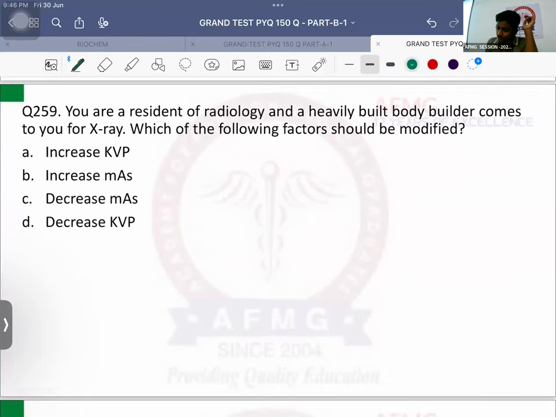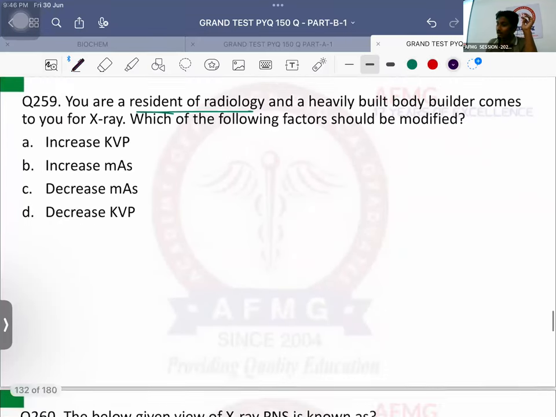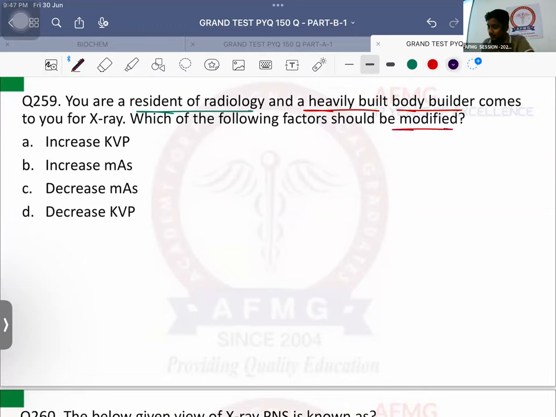259. You are a resident of radiology. A heavily built bodybuilder comes to you for an X-ray. Which of the following factors should be modified? So important. There are two important things. One is KVP, that is kilo voltage peak, and second is MAS, that is milliampere second.